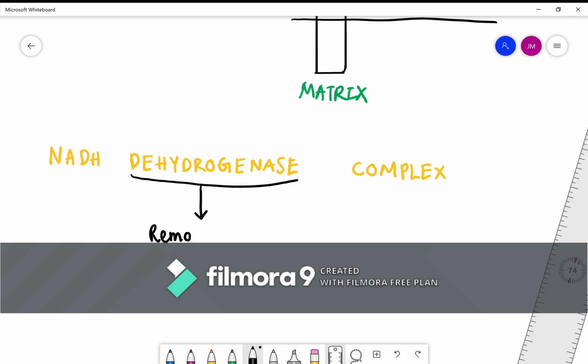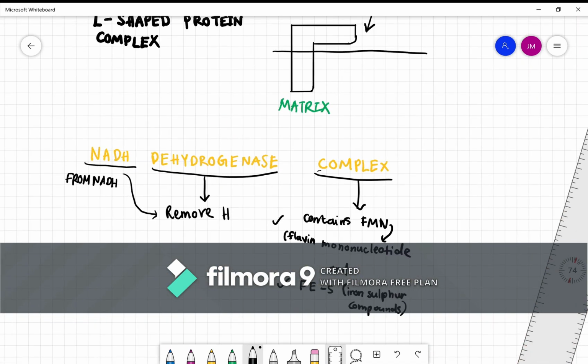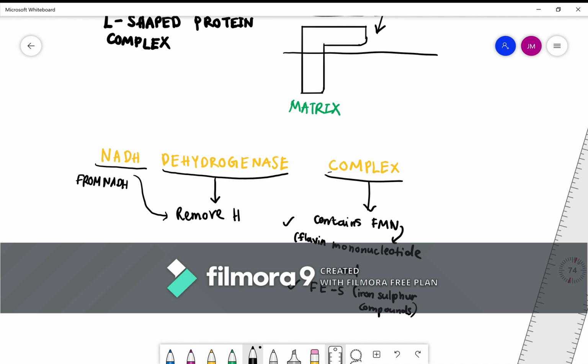It removes hydrogen from the reduced form NADH, and it is called a complex because it also contains FMN, flavin mononucleotide, and iron-sulfur, FeS, compounds. It is also called oxidoreductase because dehydrogenation is an example of an oxidation-reduction reaction. The main job of this complex is to receive electrons from NADH and transport them further through the ETC.